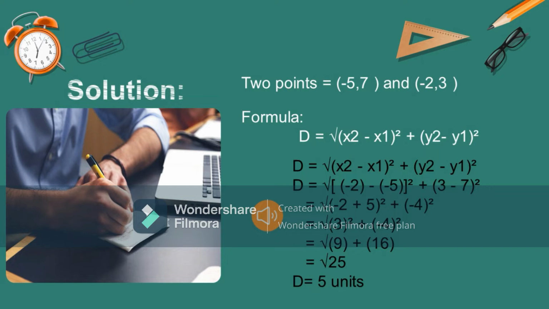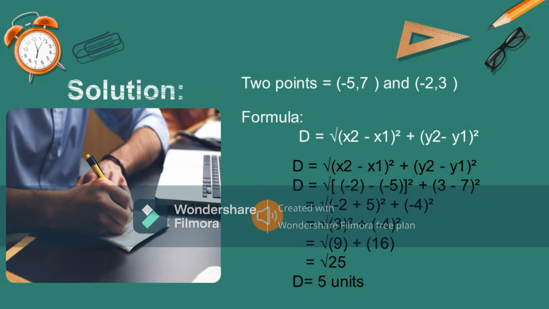So the 2 points of the problem are -5, 7, and -2, 3. So the formula to get the distance is d equals the square root of (x sub 2 minus x sub 1) squared plus (y sub 2 minus y sub 1) squared. So d equals the square root of (-2 minus -5) squared plus (3 minus 7) squared. So the square root of (-2 plus 5) squared plus (-4) squared. So it is equal to 3 squared plus (-4) squared.